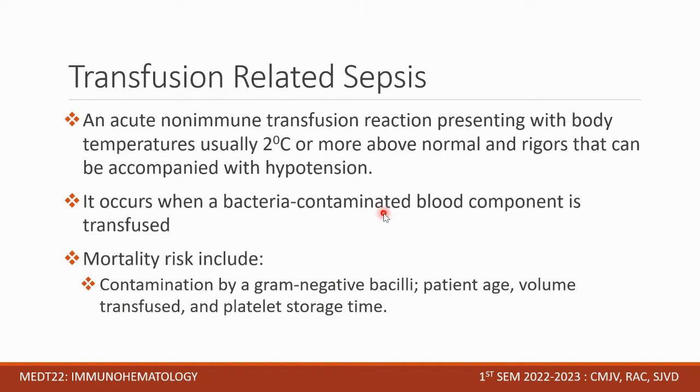Next, we have transfusion-related sepsis. Okay. So, this is transfusion-related sepsis or kaya transfusion-associated sepsis. Pares lang yan. Okay. So, this is an acute non-immune transfusion reaction presenting with body temperatures usually 2 degrees Celsius or more above normal temperature. Okay, rigors can also be accompanied by hypotension. So, you have ang symptoms, you have your hypotension, rigors, and fever. So, yun na. May tatlo ka ng symptoms.